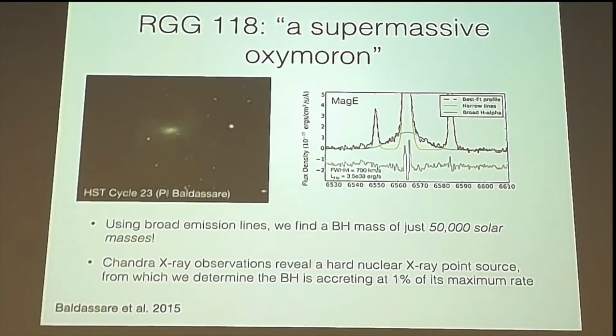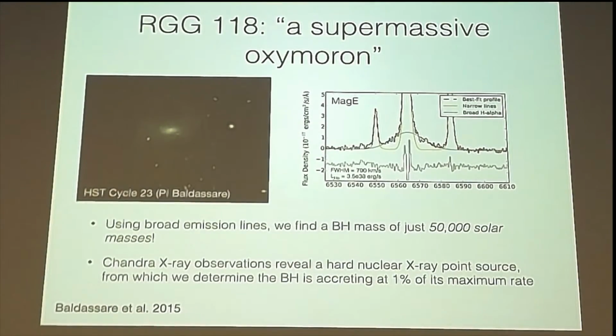We also obtained follow-up spectroscopy using the MagE spectrograph on the 6.5 meter Clay telescope at Magellan, and found a nice little broad H-alpha emission line with a width of about 800 kilometers per second. Using that, I was able to estimate a black hole mass of 50,000 solar masses, which for a while was the smallest black hole found in a galaxy nucleus, so the smallest supermassive black hole. In some of the press releases, they called it a supermassive oxymoron.